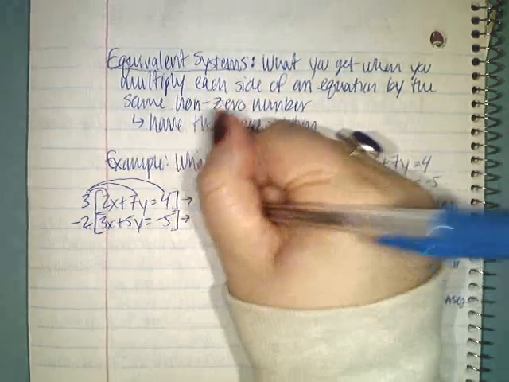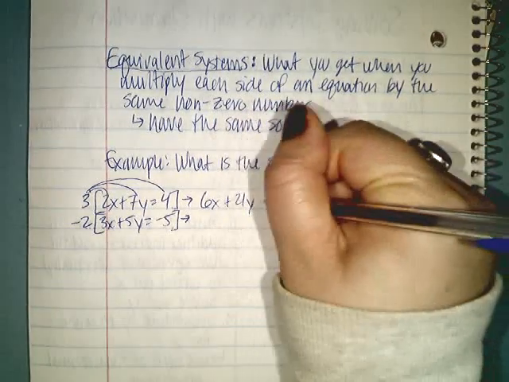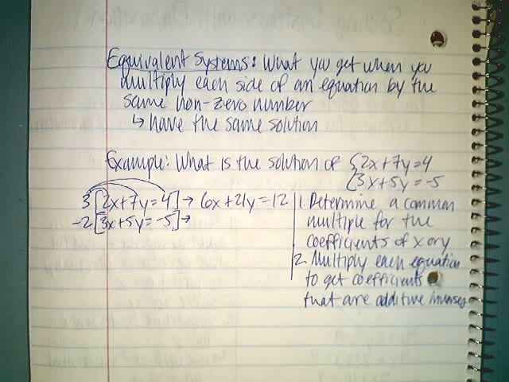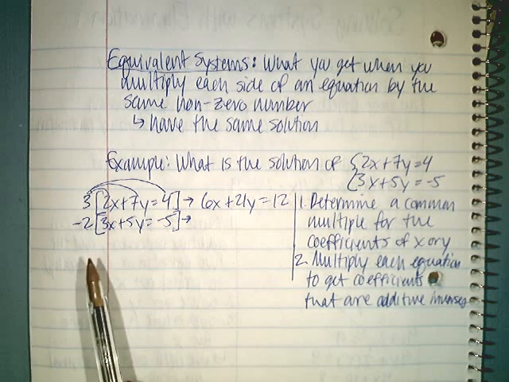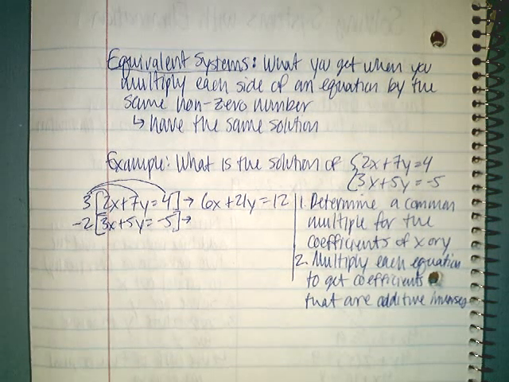So I end up with 6x plus 21y equals 12. I can't just multiply this first number and change just that value. I have to change the value of every term in there.